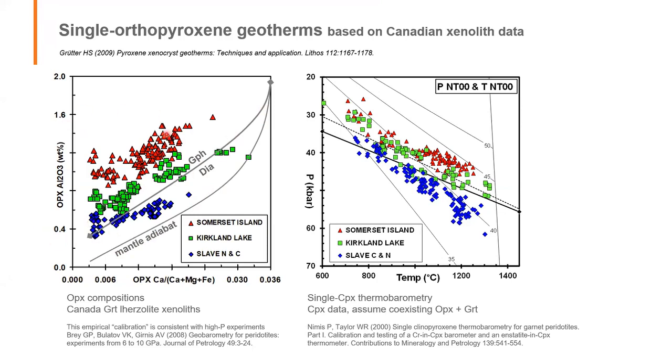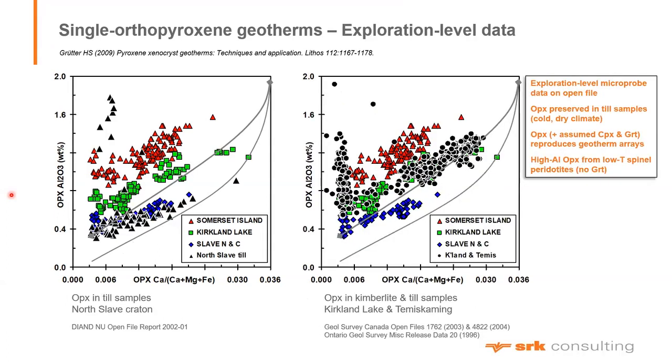Turns out this diagram is consistent with high pressure experiments that were done in 2008. And you will find all of this written up in this paper over here. So we've generated ourselves a framework for pyroxene thermobarometry using single mineral grains, which immensely increases the amount of data that we can consider, because it's much easier to recover single grains from everywhere.